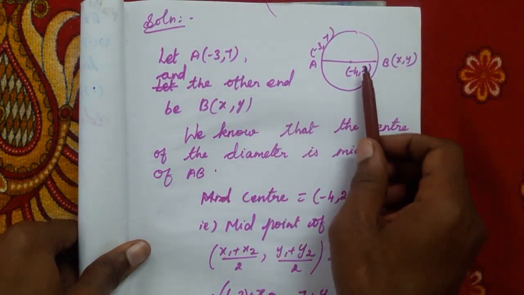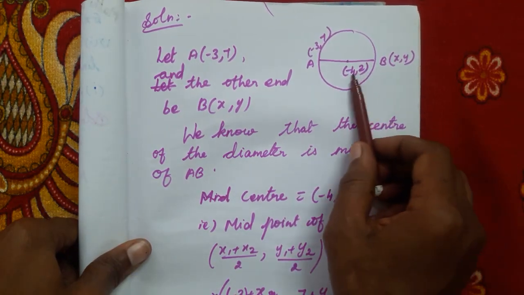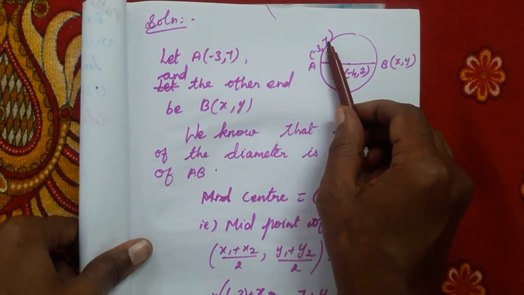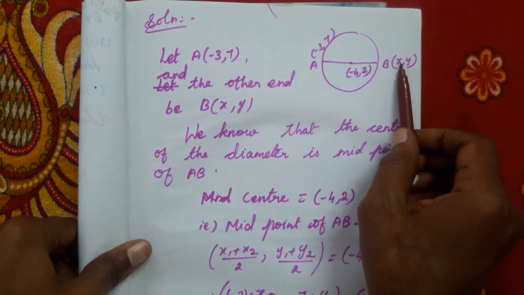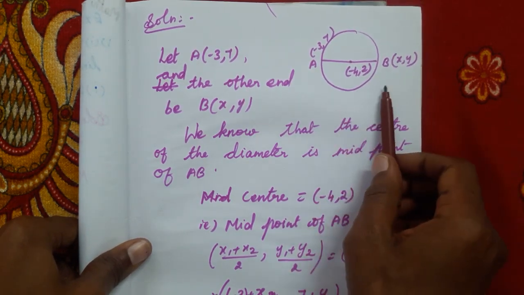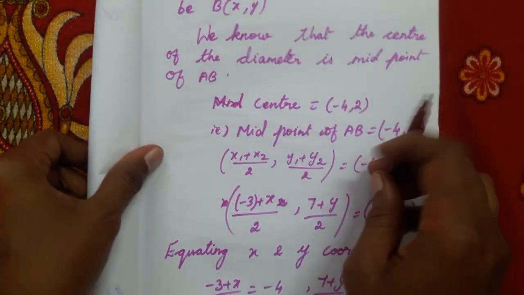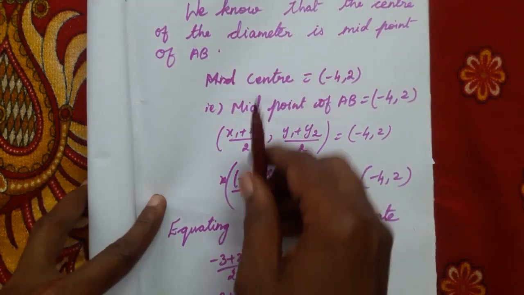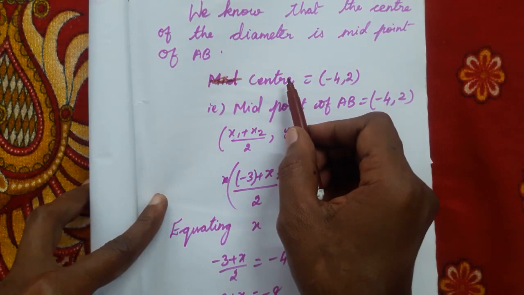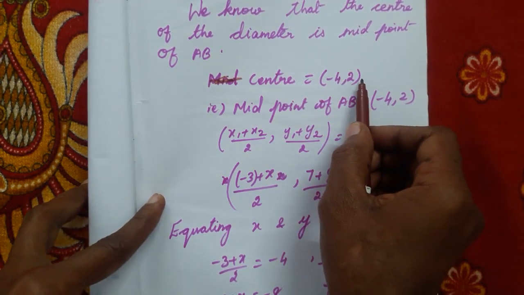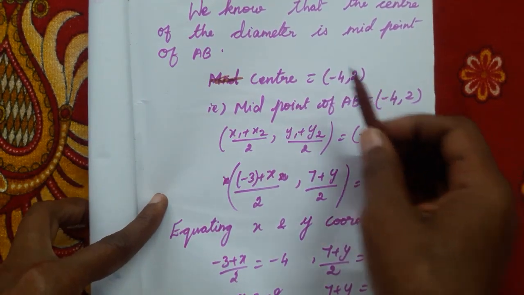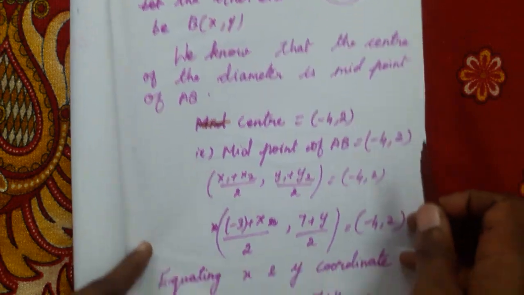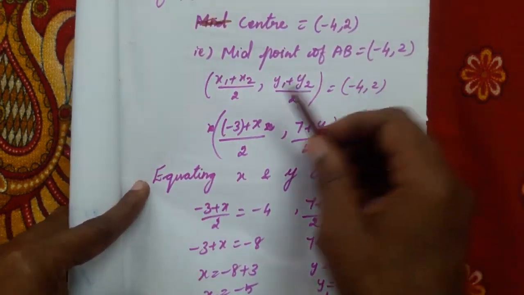Then the midpoint is given. Center is (-4, 2). One end is (-3, 7), that I am taking as A. Next, the other end we have to find out. We know that the center of the diameter is the midpoint of AB. Here center is given, center is equal to (-4, 2). Center means the midpoint of AB. Midpoint of AB is equal to (-4, 2).